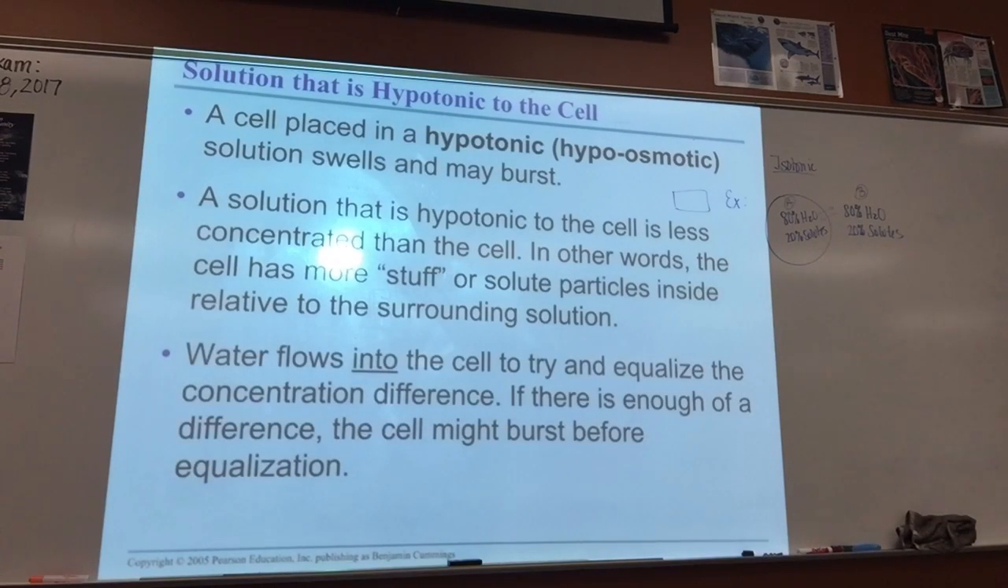And so what will happen is water will flow into the cell and try to equalize the concentration difference. But if there's too much of a difference and too much water flows into the cell, it could actually burst before equilibrium is actually reached.